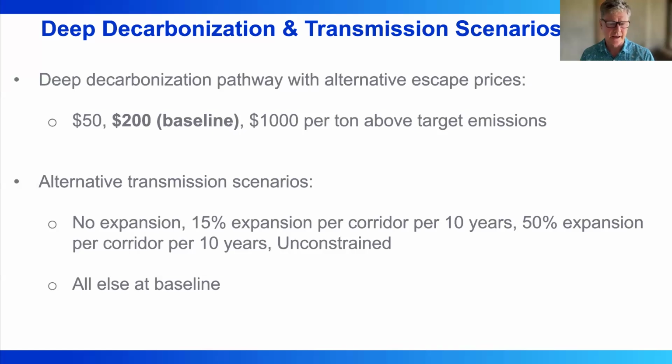For the alternative transmission scenarios, one is very strict, no expansion interregionally. You will have a lot of expansion of transmission within regions when you connect resources. That's the big bottleneck these days. This doesn't consider that. It's only looking at about 26 aggregated regions. Then there's a constraint of 15% per corridor per 10 years, a constraint of 50% expansion per 10 years per corridor, and completely unconstrained if we were really to optimize transmission. And then all else in these scenarios is at the baseline of $200 per ton.